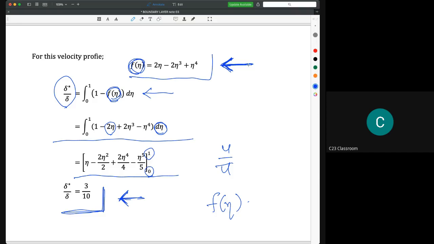This method of solution can be used for any velocity profile. For example, if you have u over capital U equal to y over delta, you could say that it is equal to function of eta, which is equal to eta. So you may use any kind of velocity profile and convert it into function of eta.